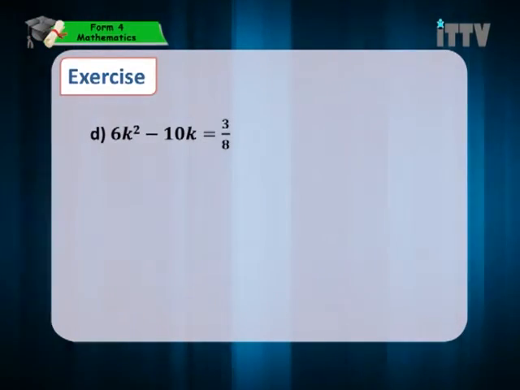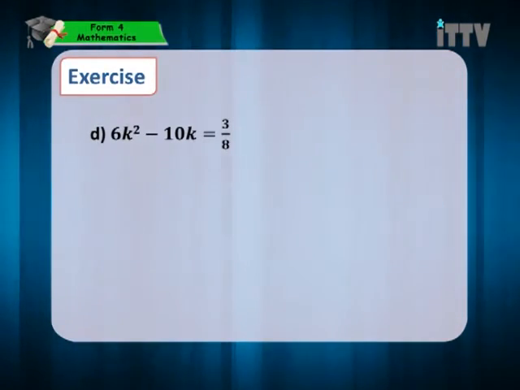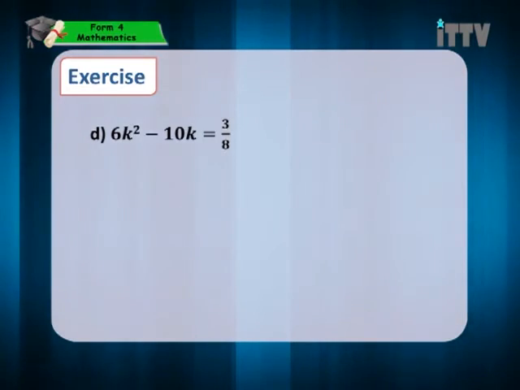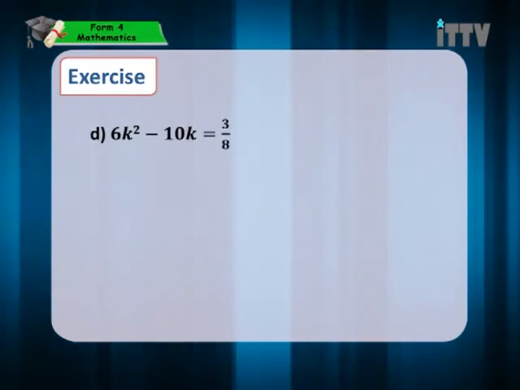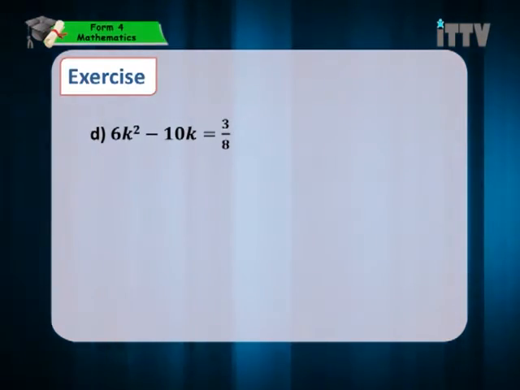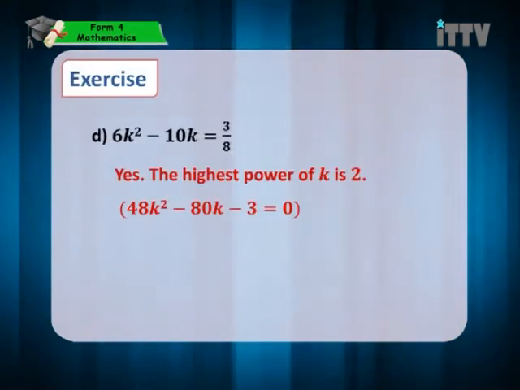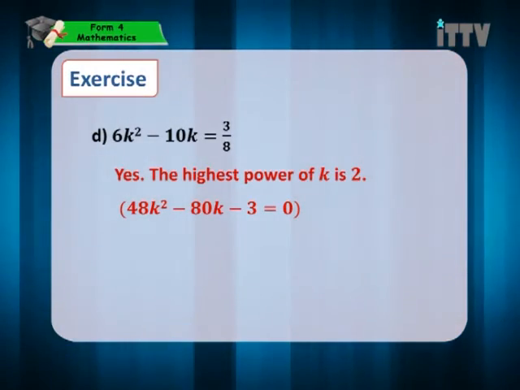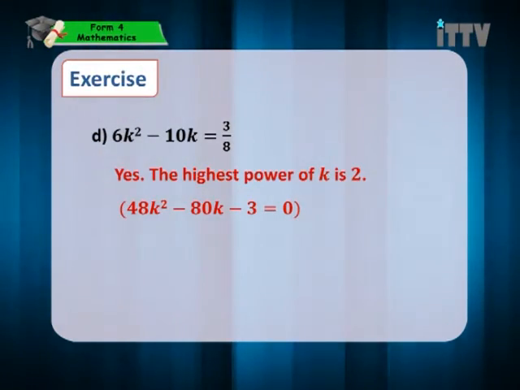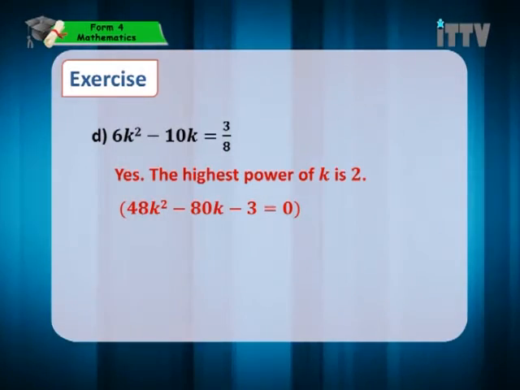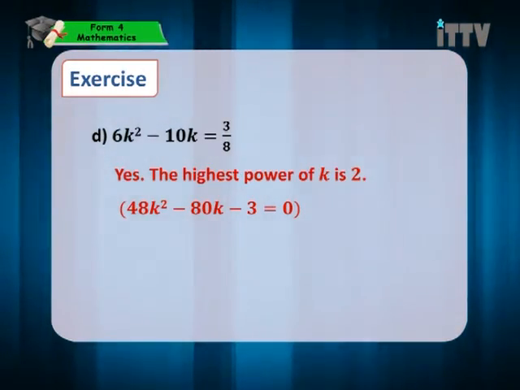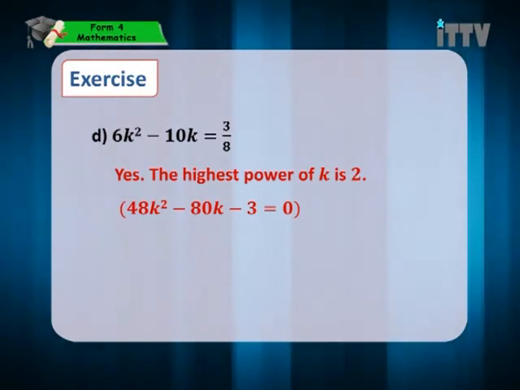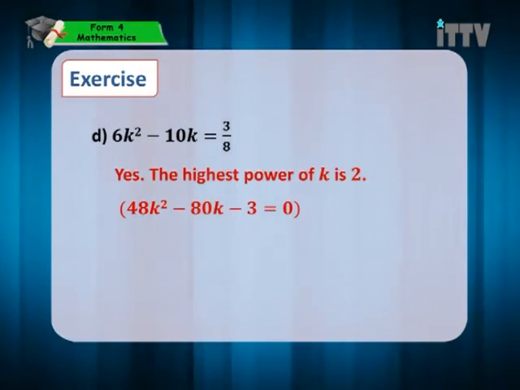Alright, let's look at the next one, and we don't have to go to the board for this. 6k squared minus 10k equals 3 over 8. Is this a quadratic equation or not? Alright, the answer is yes. The highest power of k, which is the unknown, is 2, and this whole quadratic equation can be put into a general form of 48k squared minus 80k minus 3 equals 0.